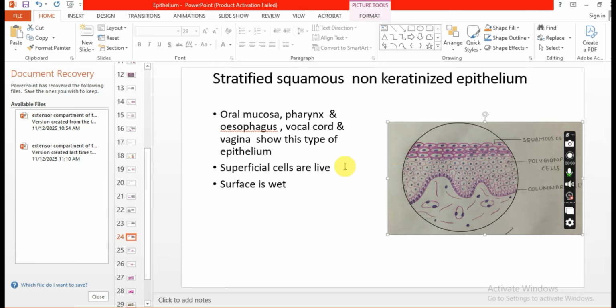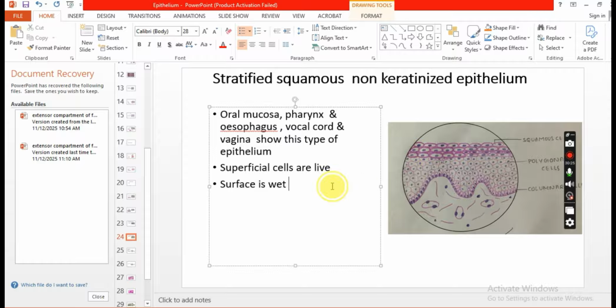Okay, this kind of epithelium you will be seeing in the oral cavity, pharynx, esophagus, vocal cord and vagina. Non-keratinized epithelium: the wet surface will always be wet. The superficial cells are live and there is no keratin over it.